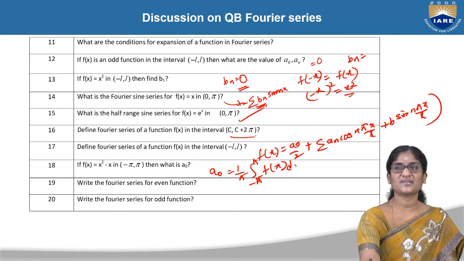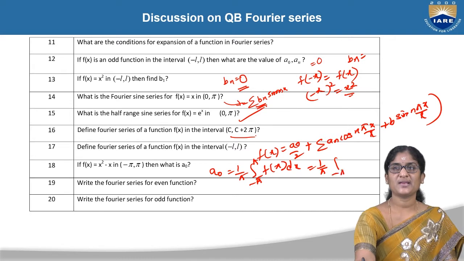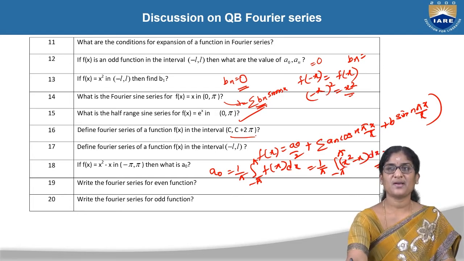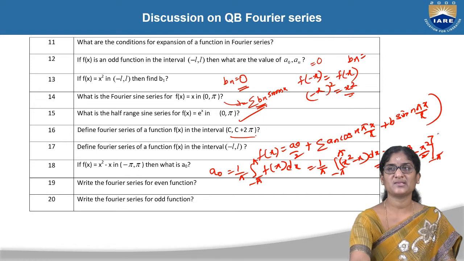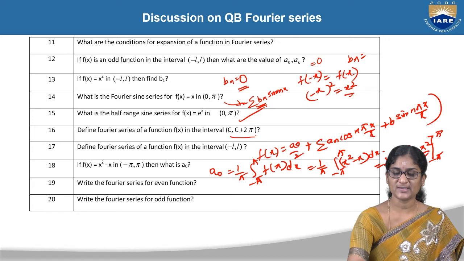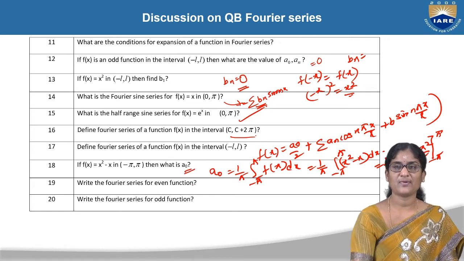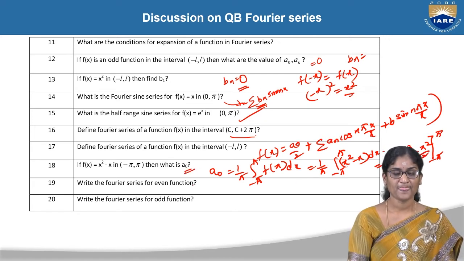So what is f of x here? F of x is nothing but x square minus x. So a naught is 1 by pi integral minus pi to pi of x square minus x into dx, which is nothing but 1 by pi times x cube by 3 minus x square by 2, to which we apply the limits minus pi to pi. After getting this, we will get the a naught value. This is how we have to solve the 18th question of the Fourier series of part A.